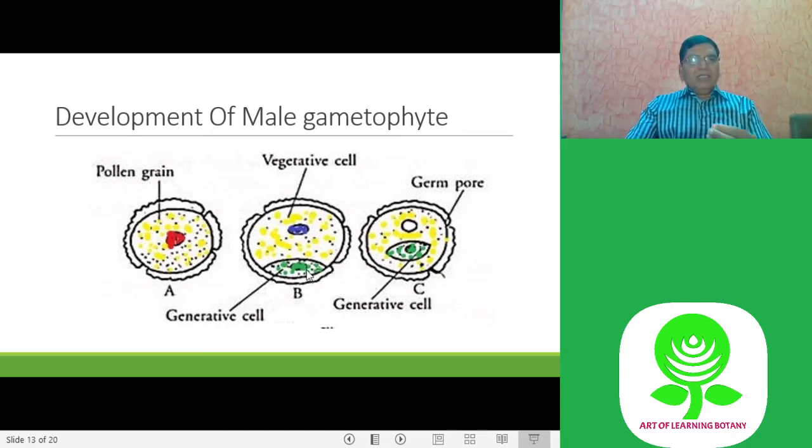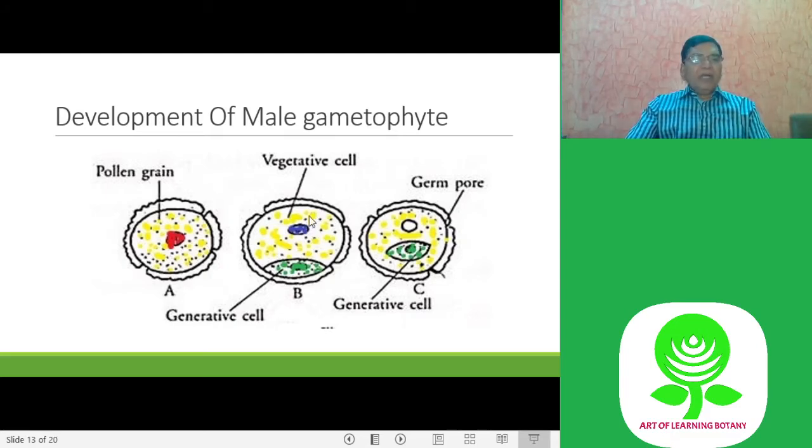Now, the nucleus of the generative cell forms DNA. So DNA occurs there in the nucleus. But the vegetative cell has more protoplasm and develops into the major part of the male gametophyte. So this is the 2 cell structure.